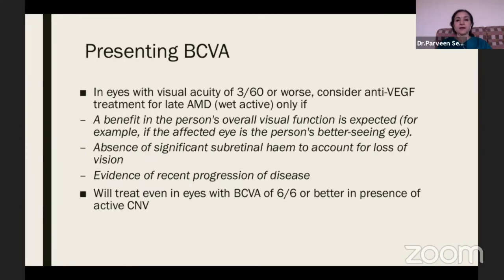Only one thing that I would like to highlight: though a drop in vision is the classic symptom of active disease, you could have patients who have vision as poor as 3/60 and have large membranes which have been there for a long time. You need to be sure that this is a recent progression of disease before you go ahead and treat the large lesions. On the other extreme, even if the patient has 6/6 vision, you would definitely treat if there is an active neovascularization.